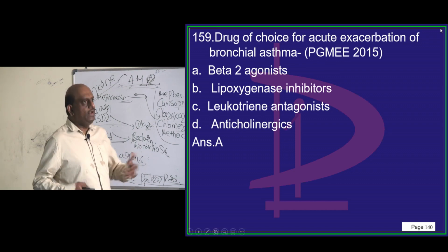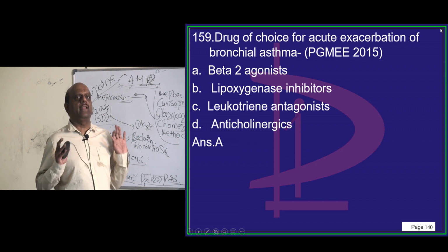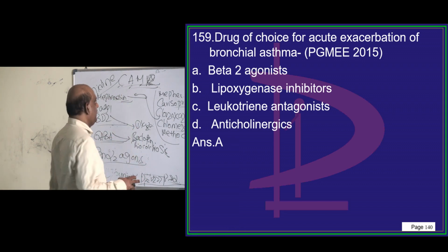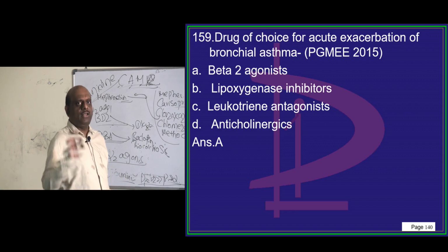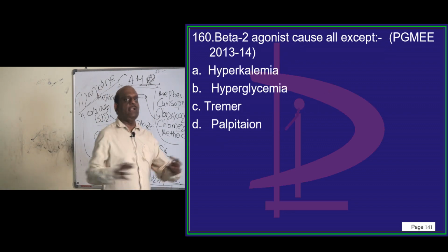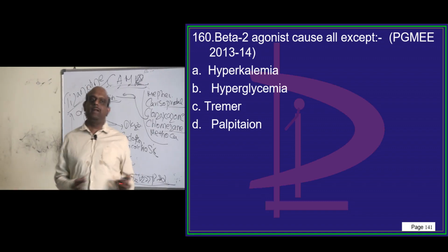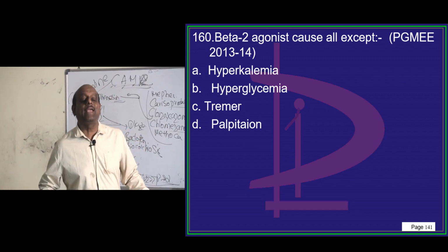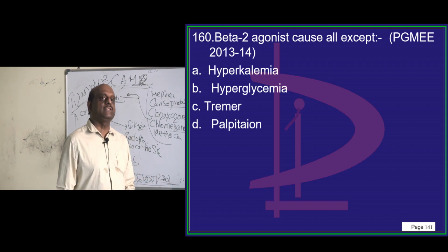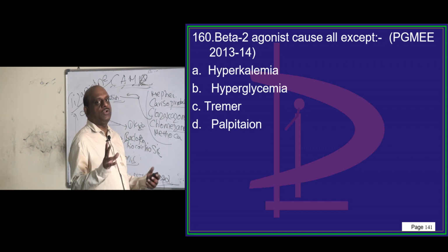Then acute exacerbation of asthma, what is the drug of choice? Favorite question. Beta 2 agonist. Salbutamol is the drug of choice in acute asthma. So what is the effect of beta 2 agonists? Always remember, doctor, beta 2 agonists lead to hypokalemia. They push the potassium into the cell. That is what you need to remember.